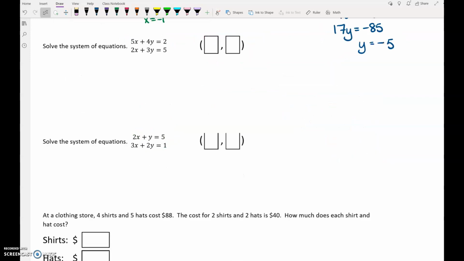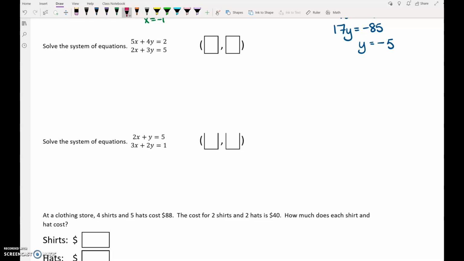The next system is honestly set up the best for elimination. It's the type of elimination problem where you're going to have to multiply both of them. So look at your x's and your y's. For the x's, our goal is going to be 10x and -10x. For the y's, 12y and -12y. Do you want to go for 10 or go for 12?